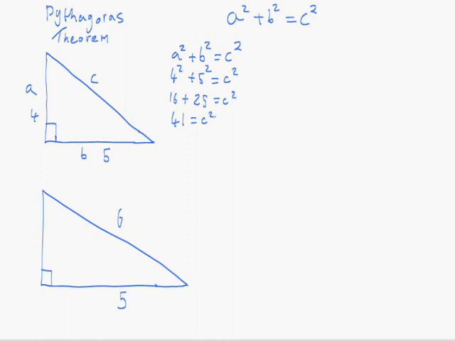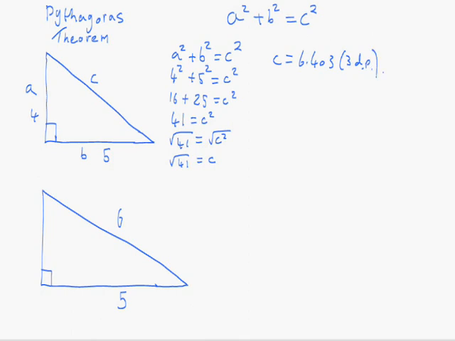But remember, whatever you do to one side of an equation, you must do to the other side of the equal sign. So if we find the square root of one side, we must do the same to the other. So here we get the square root of 41 is equal to the square root of C squared. So that gives the square root of 41 equal to C, and that means C is going to equal the square root of 41. The square root of 41 is 6.403 to 3 decimal places.